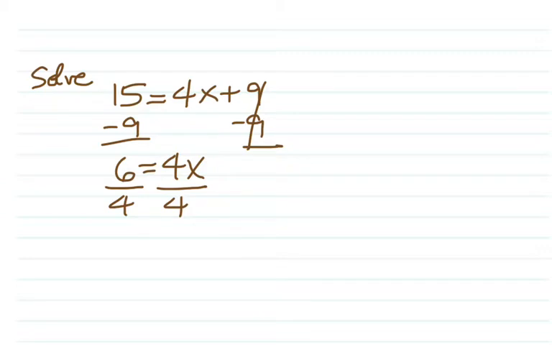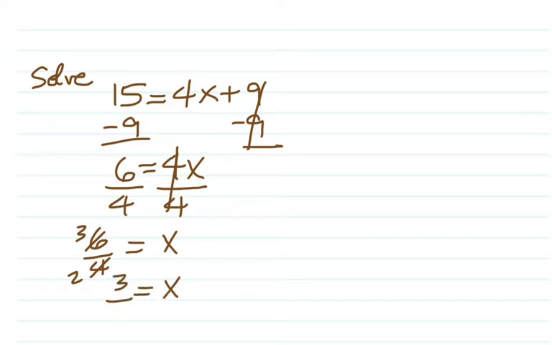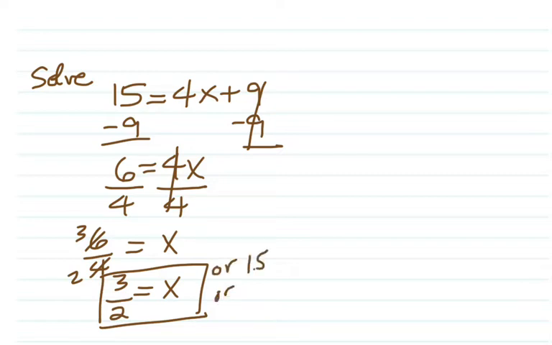Now this time, that doesn't go in evenly. So we're going to do some simplifying, because something goes into both 6 and 4. So what goes into both 6 and 4? 2 goes into both 6 and 4. So we're going to divide both the top and the bottom by 2. 2 goes into 6 3 times. 2 goes into 4 2 times. So our answer is 3/2, 3 over 2. And we can write it like that, or we can write it as 1.5.